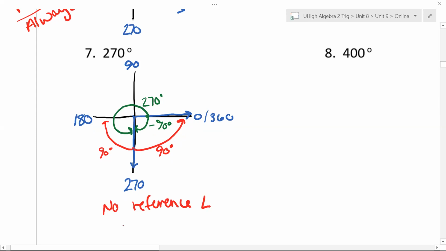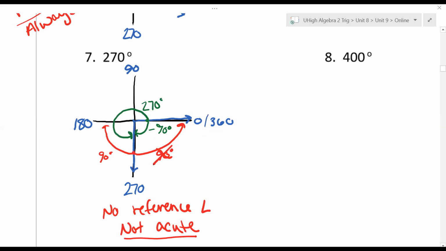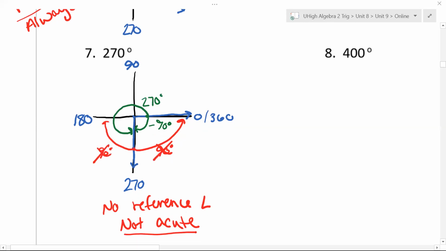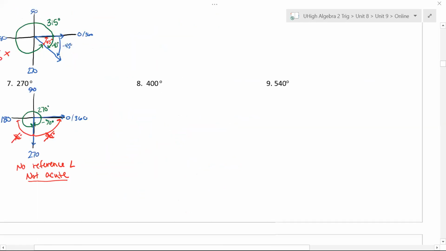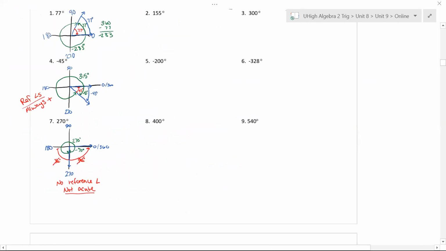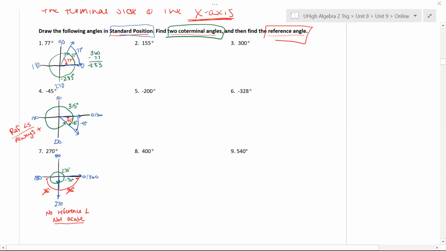Since it's not acute. These ones are not reference angles since it's not acute. All right, guys, so go ahead and pause, try these next 6 on your own, and then we will come back together.